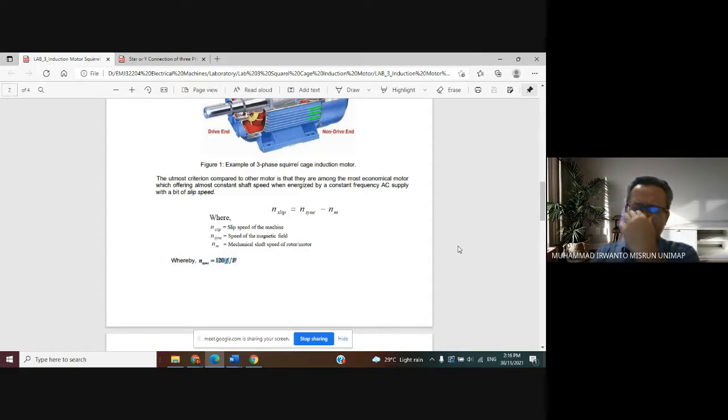if one motor has a fixed number of poles, the speed can be controlled using the frequency controller, F in here. If the pole number can be changed and the frequency is constant, then the synchronous speed can be controlled by changing the number of poles P in here.